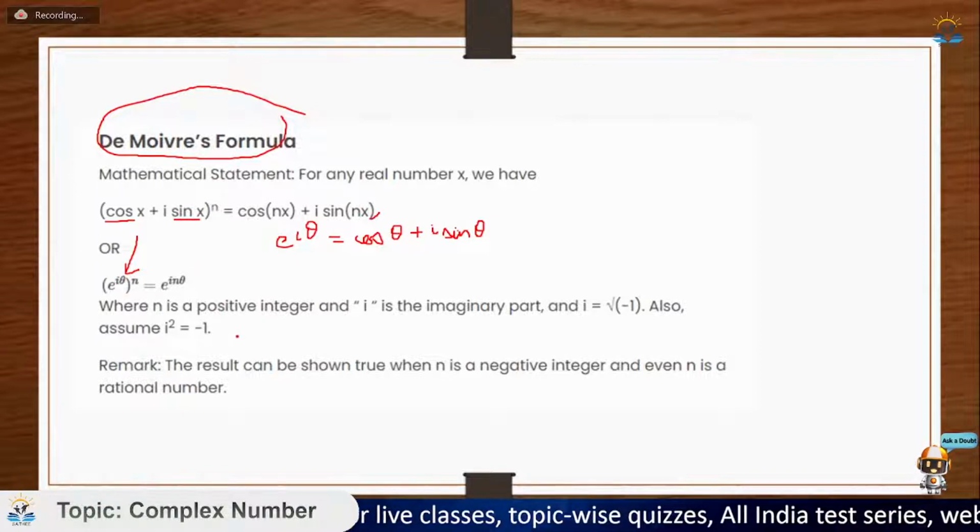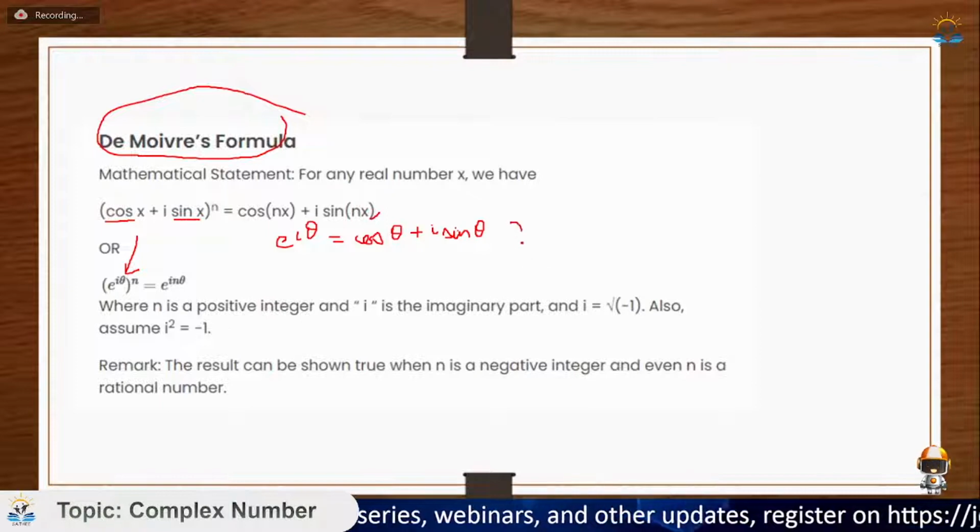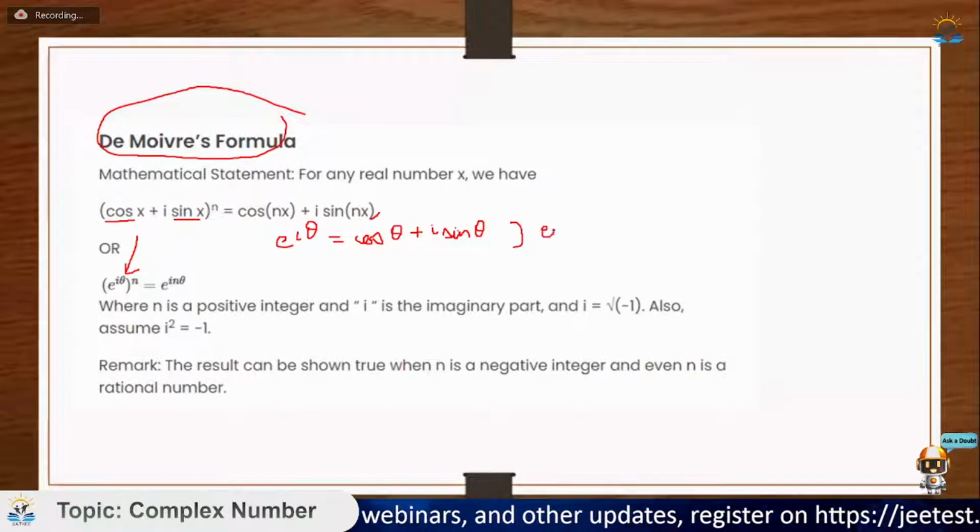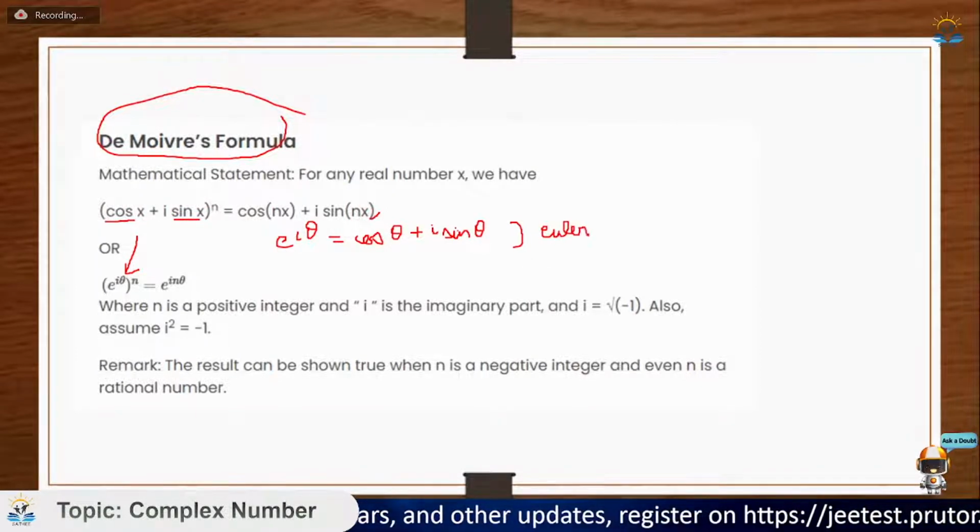And the result can be shown true when n is a negative integer and even when n is a rational number. It means this result holds true even in case of n being negative or n being a rational number. In each and every case, this result holds true. Okay, so this I call Euler's form.